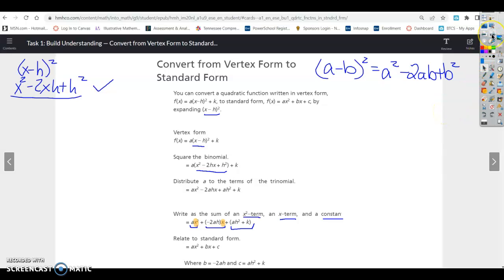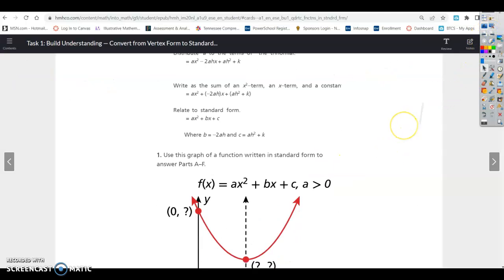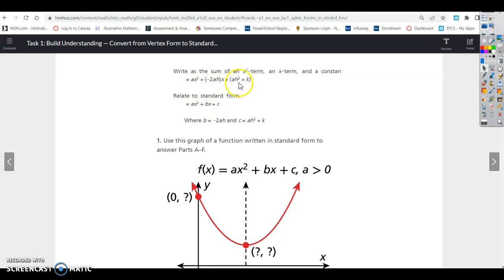Okay? All right, so it says recall that standard form is ax squared plus bx plus c. So that's why we've got the ax squared plus this equals our bx plus this part equals our c. All right, so what we can see is that in this expression here, b is our middle term, is going to equal negative 2ah. And c will equal the constant term, which is this last expression, is ah squared plus k. All right, so we're going to be using this information to answer the questions below.